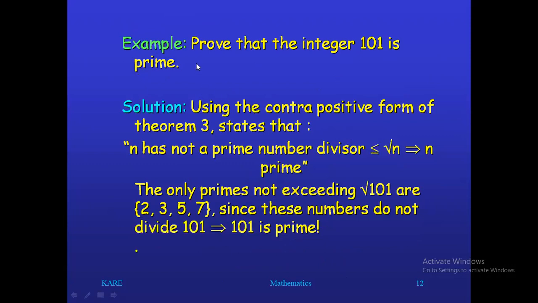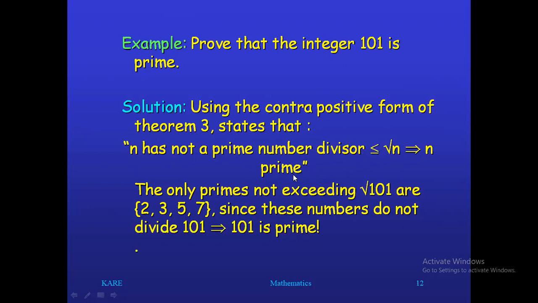Now I want to prove the next example. Prove that the integer 101 is prime. Now we are going to use the contrapositive form of theorem 3. If n has no prime divisor less than or equal to root n, this implies n is prime.